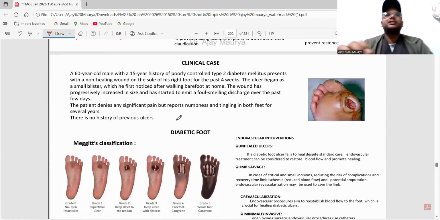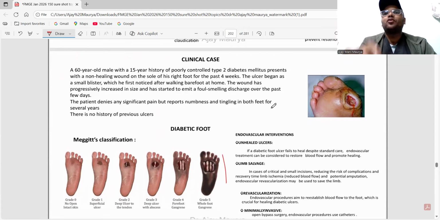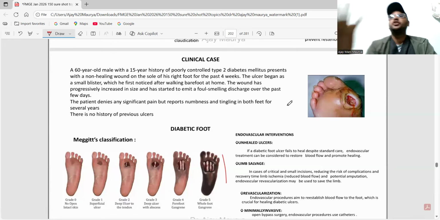Next one, this is the diabetic foot. Everyone knows about this one. This is the Wagner's classification, the diabetic foot classification. No need for us, but just remember what will happen. But you have to remember the diabetic foot clinical scenarios and how they're going to be managed.